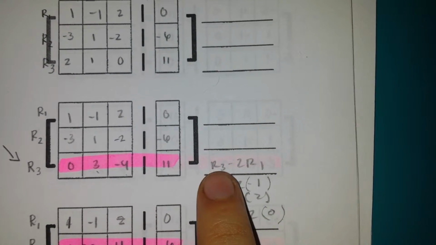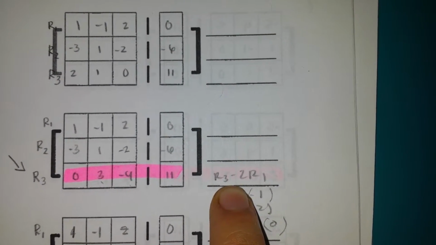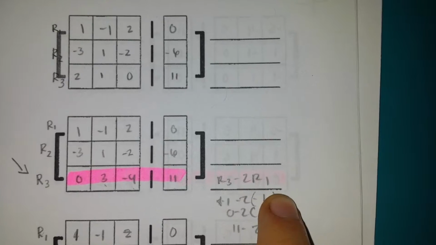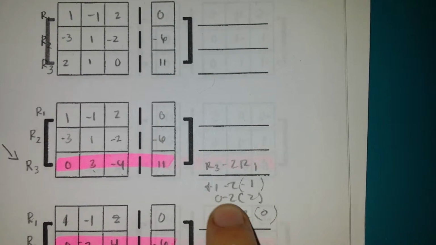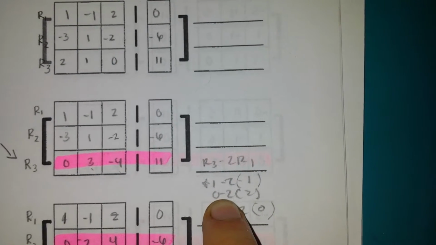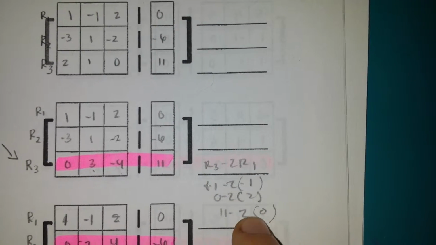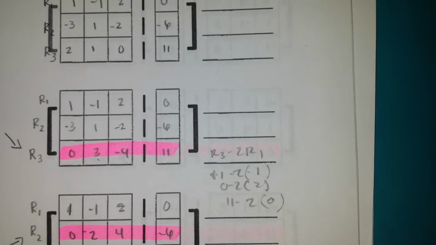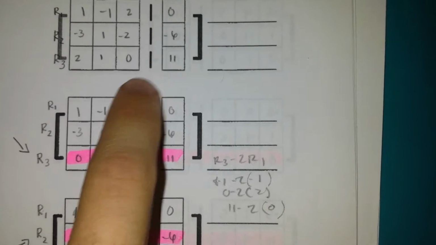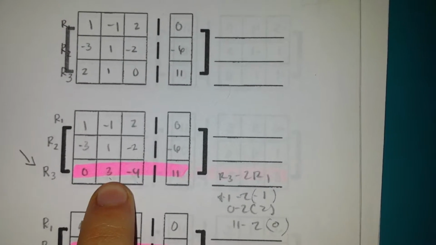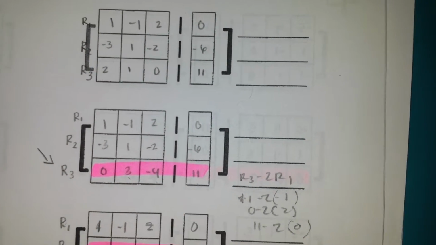Okay, so remember that we first have to get a 0 right here at your bottom left corner. So what I did is I got row 3 minus 2 of row 1, and I got 1, negative 2, negative 1 parentheses 0, minus 1 parentheses 2, 11, minus 2, 0. And this row 3 changed to 0, 3, negative 4, and 11.